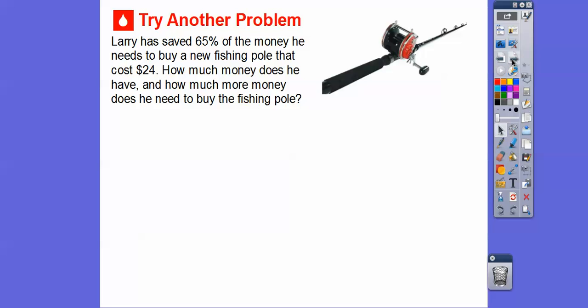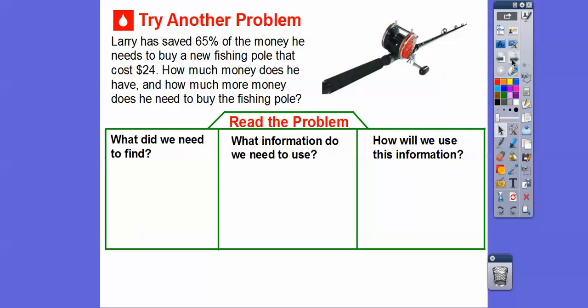So Larry has saved 65% of the money he needs to buy his new fishing pole that costs $24. So how much money does he have, and how much more money does he need to save to buy that fishing pole right there? Okay, so let's answer some questions. What do we need to find? Okay, we need to find the amount of money Larry has and the amount of money he still needs.